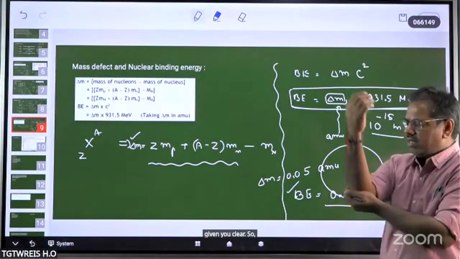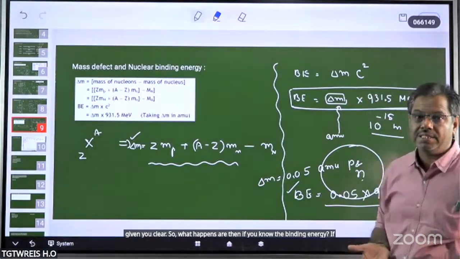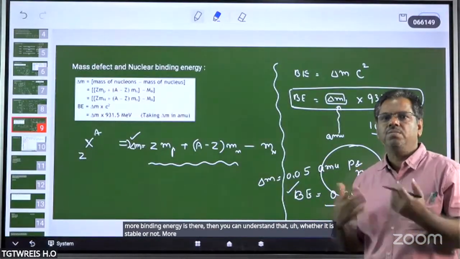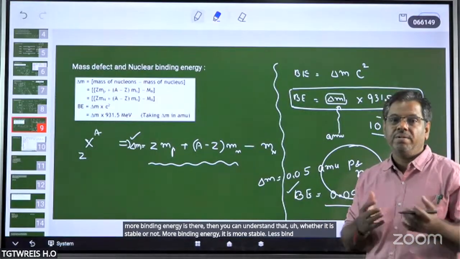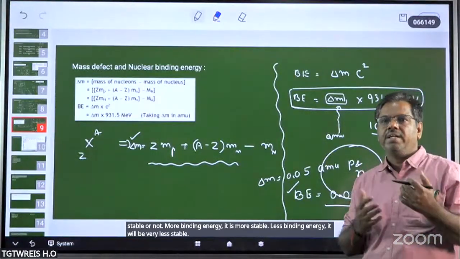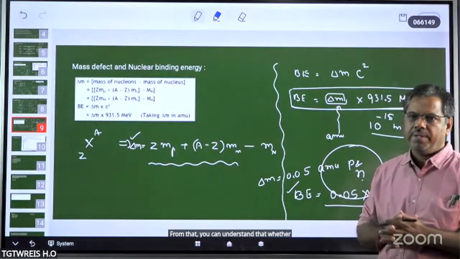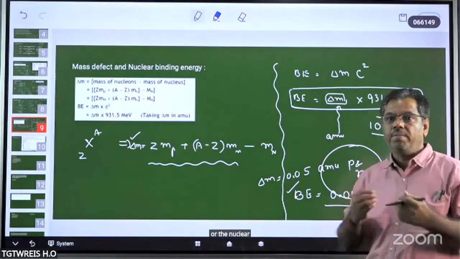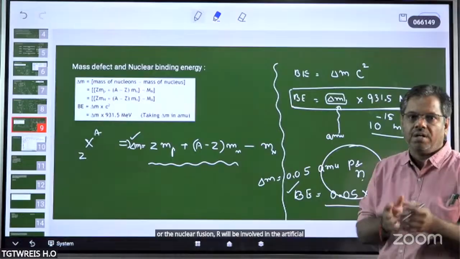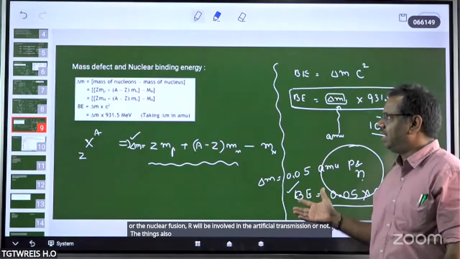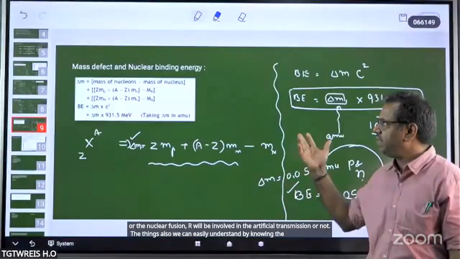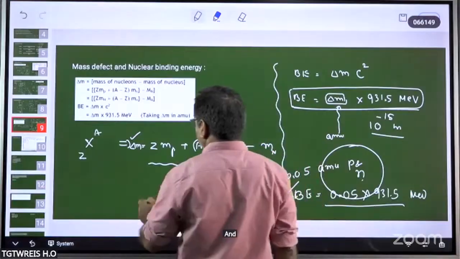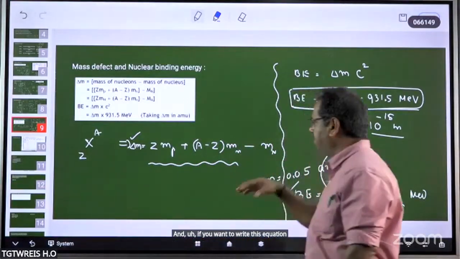If you know the binding energy, if more binding energy is there, then you can understand whether it is stable or not. More binding energy means more stable. Less binding energy means much less stable. From that, you can understand whether the given nuclei will undergo nuclear fission or nuclear fusion, or will be involved in artificial transmutation or not. Those things we can also easily understand by knowing the mass defect as well as the binding energy itself.